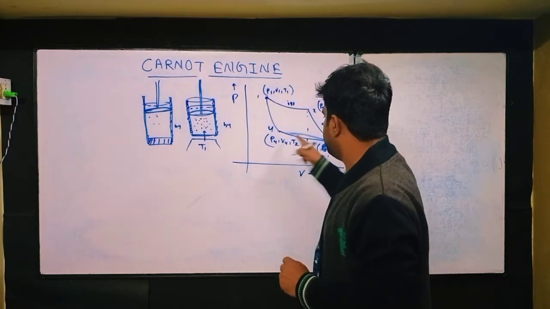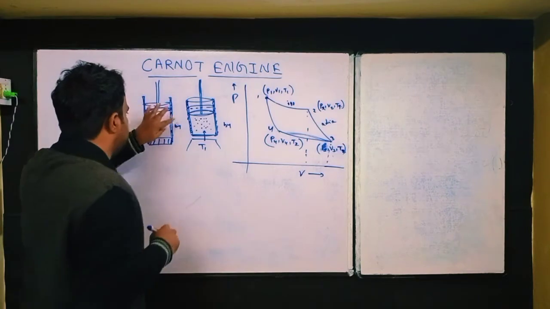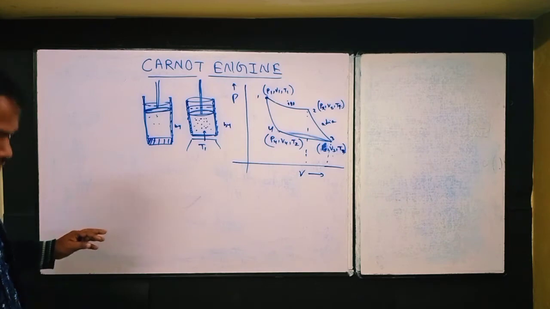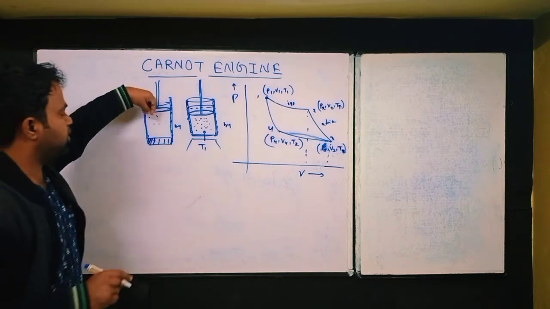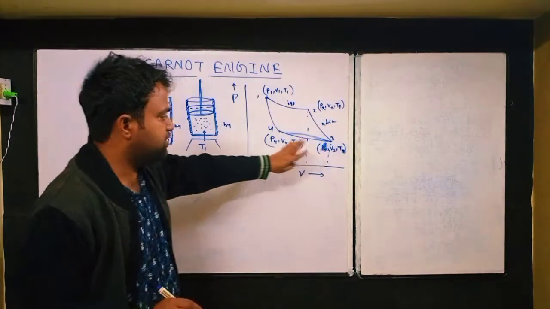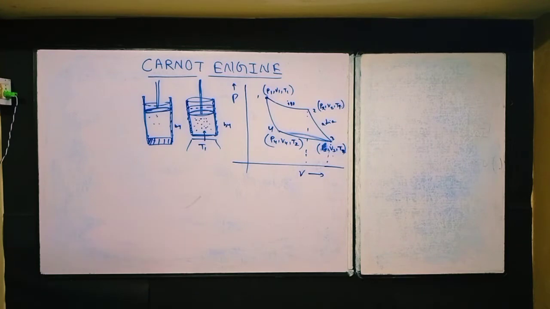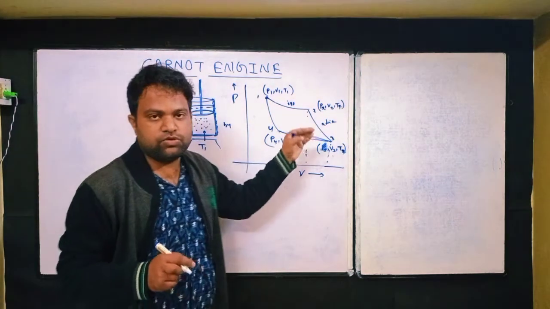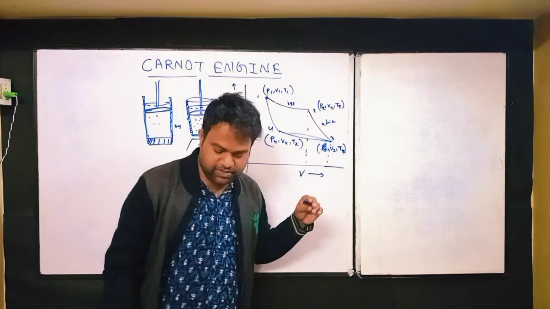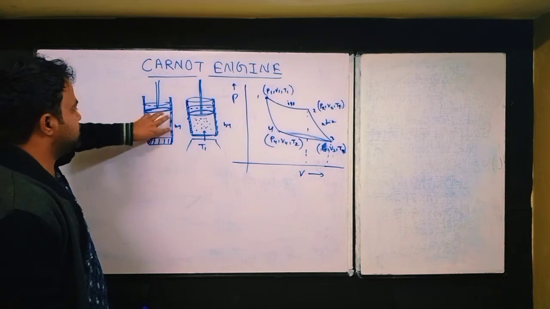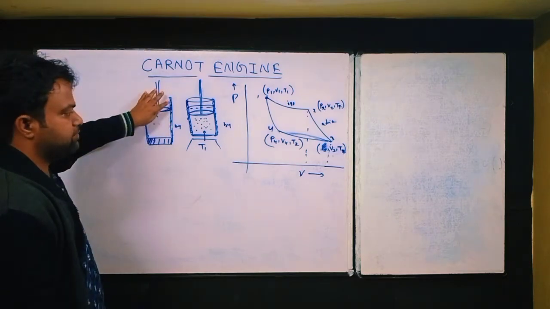Fine. Now step 3 to step 4, what I'll do, this one is now allowed to expand, and when it expands, the temperature will become T2. So when it is expanding, temperature will fall down. So basically a cooling process is being done. So gradually temperature is reducing in the system, right? So it will attain the temperature T2.